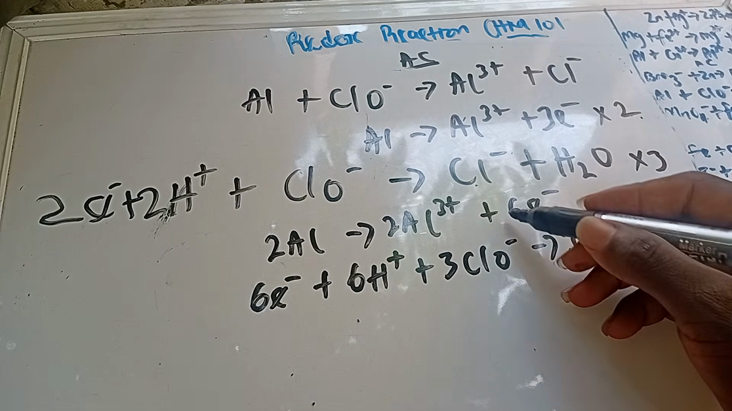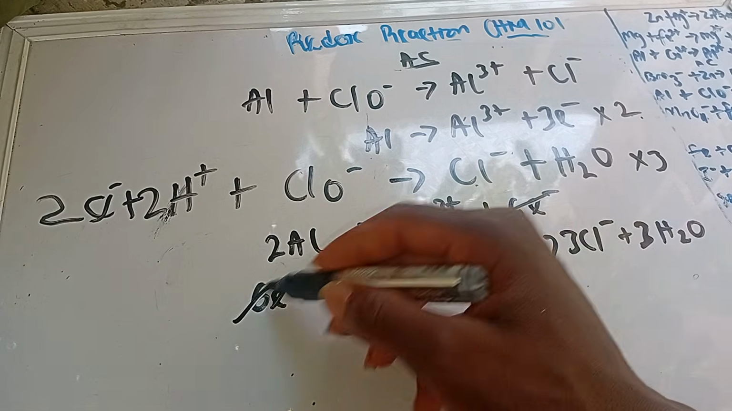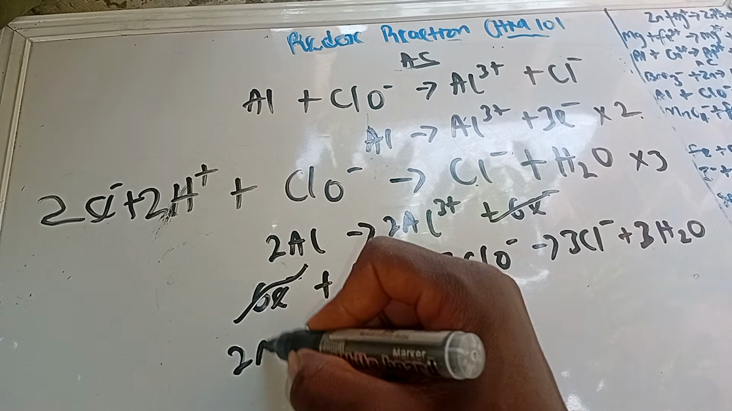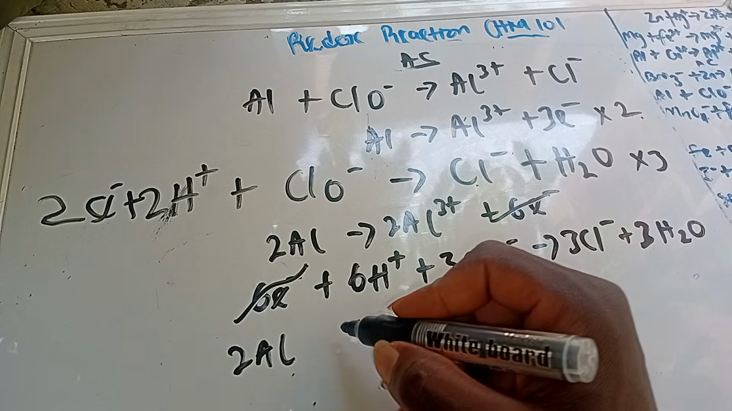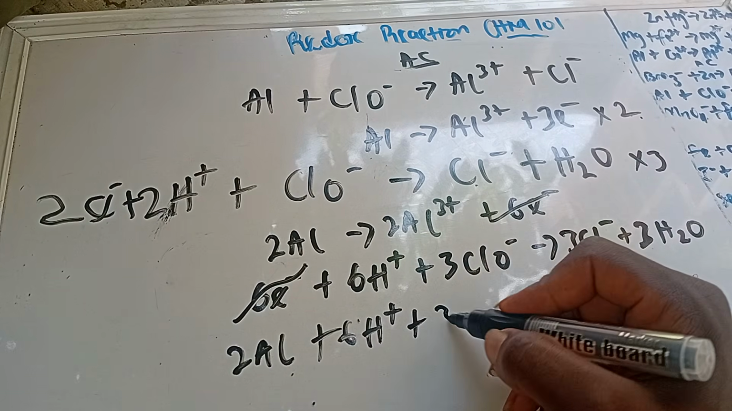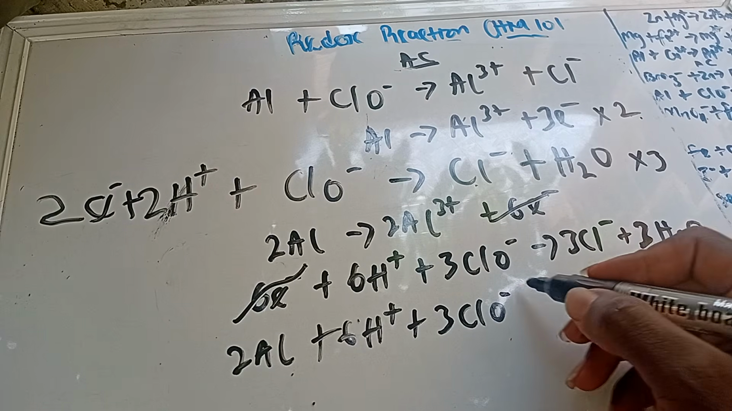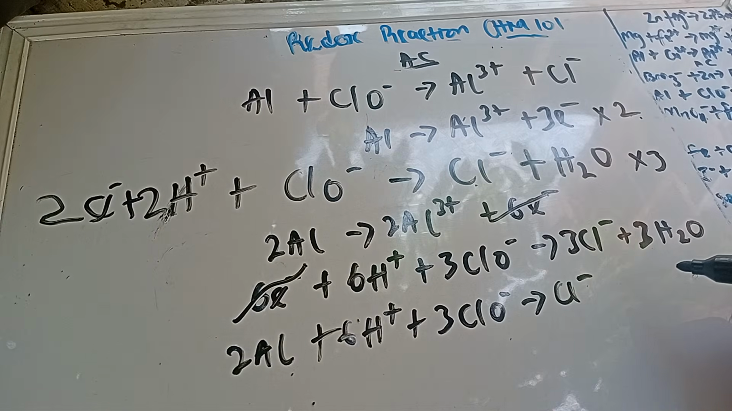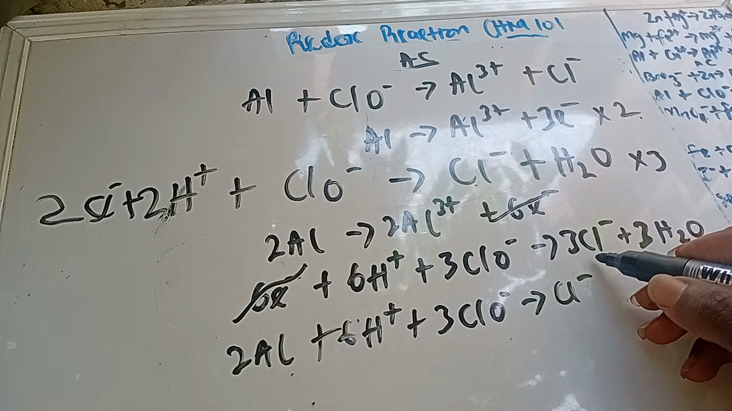So this 6e minus can cancel this 6e minus. So what do we have left on this left side? We have 2Al. What do you have left here? Plus 6H plus 3ClO minus to give us, what do you have on this side? Cl minus. What do you have here?